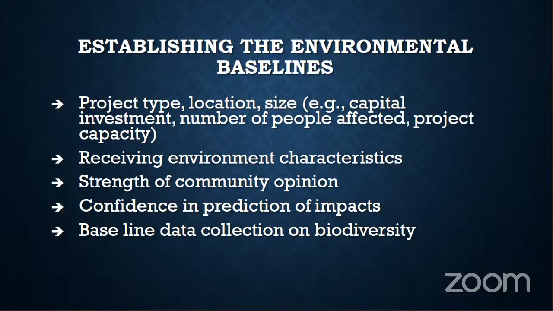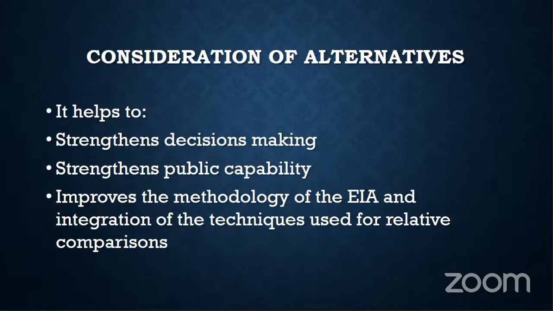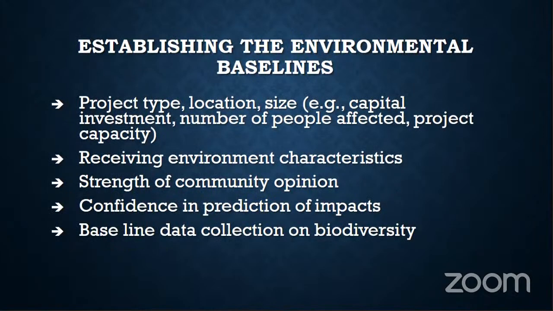So next is establishing the environmental baselines. After this consideration of alternatives, we can go to the baseline study. In the baseline study, we have to look at the current condition of that project area, what is the condition before that, and what will be the condition after that project comes. These three things we need to account for here.